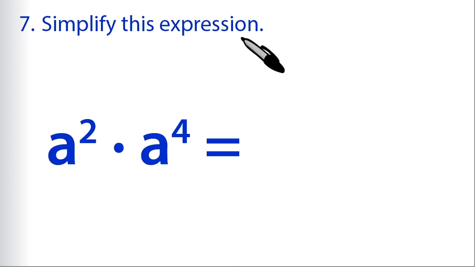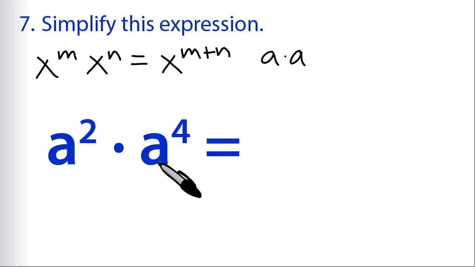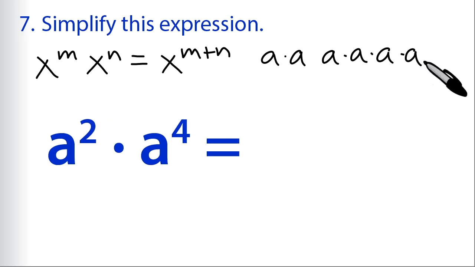For problem 7, we're told to simplify this expression, and we're given a squared times a to the 4th. We have a law that tells us how to deal with that. You remember, we have x to the m times x to the n equals x to the m plus n. And if you forget these laws, you can figure them out just by thinking about what exponents really mean. Because a squared is the same as a times a, and a to the fourth is the same as a times a times a times a, and both of those are being multiplied together.